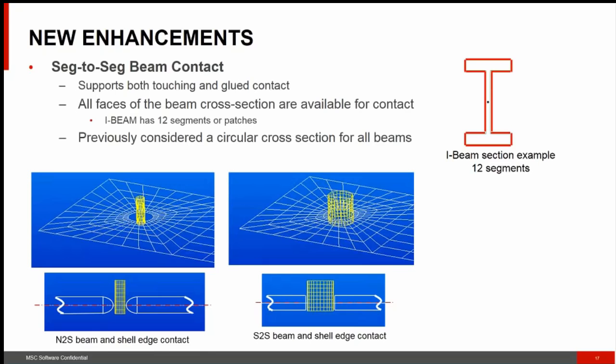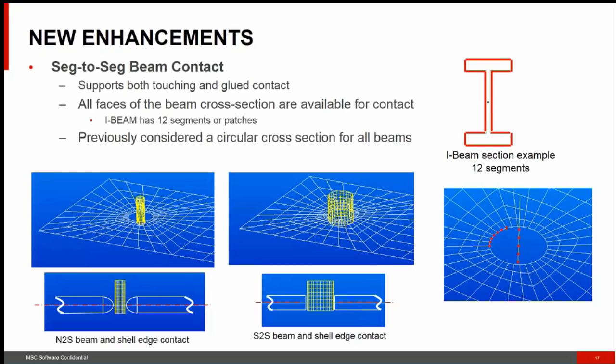Also, you can see in this image that when we did a node-to-segment beam and shell edge contact, the contact was not properly defined. With the segment-to-segment beam shell with the new feature, the contact cross-section is defined properly and the contact is detected better. So here you can see the actual results. You can see the contact status, how more nodes are in contact due to the new feature that has been added.